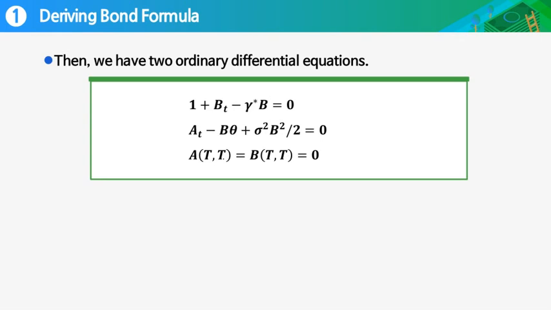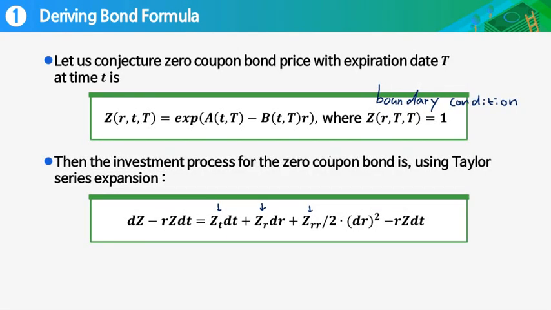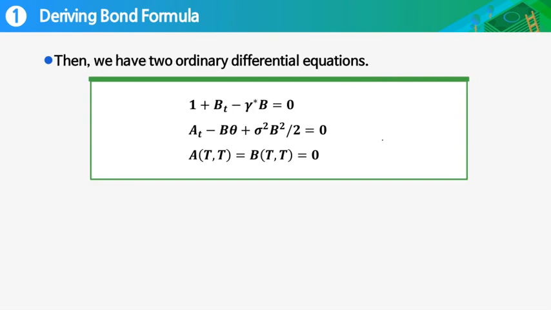A(T, T) equals B(T, T) equals 0. This one is from the boundary condition, right? Here I ignore the big T term. From this, because Z is 1 at maturity, A(T, T) minus B(T, T) r should be 0. So we have this one. Then our strategy is the same.